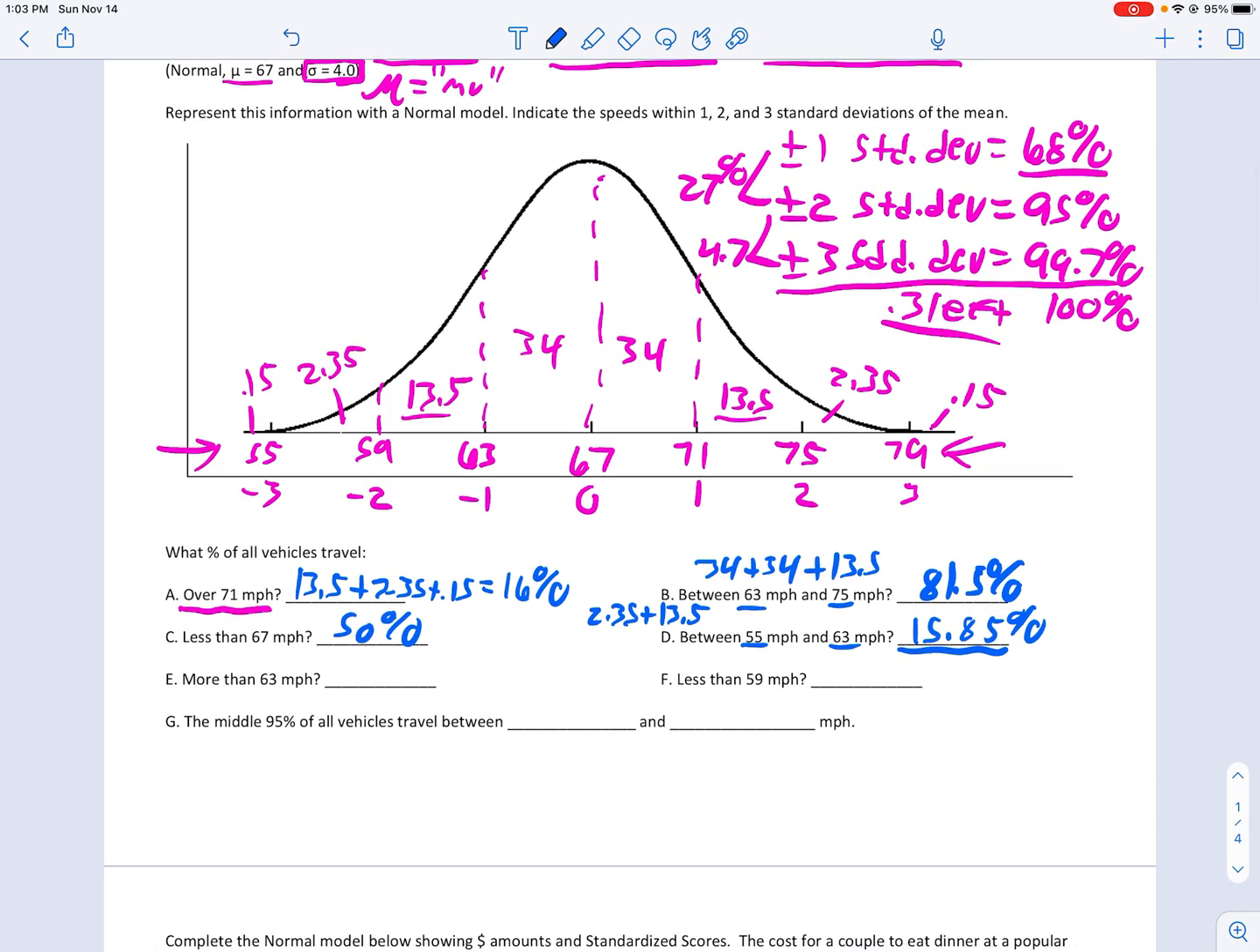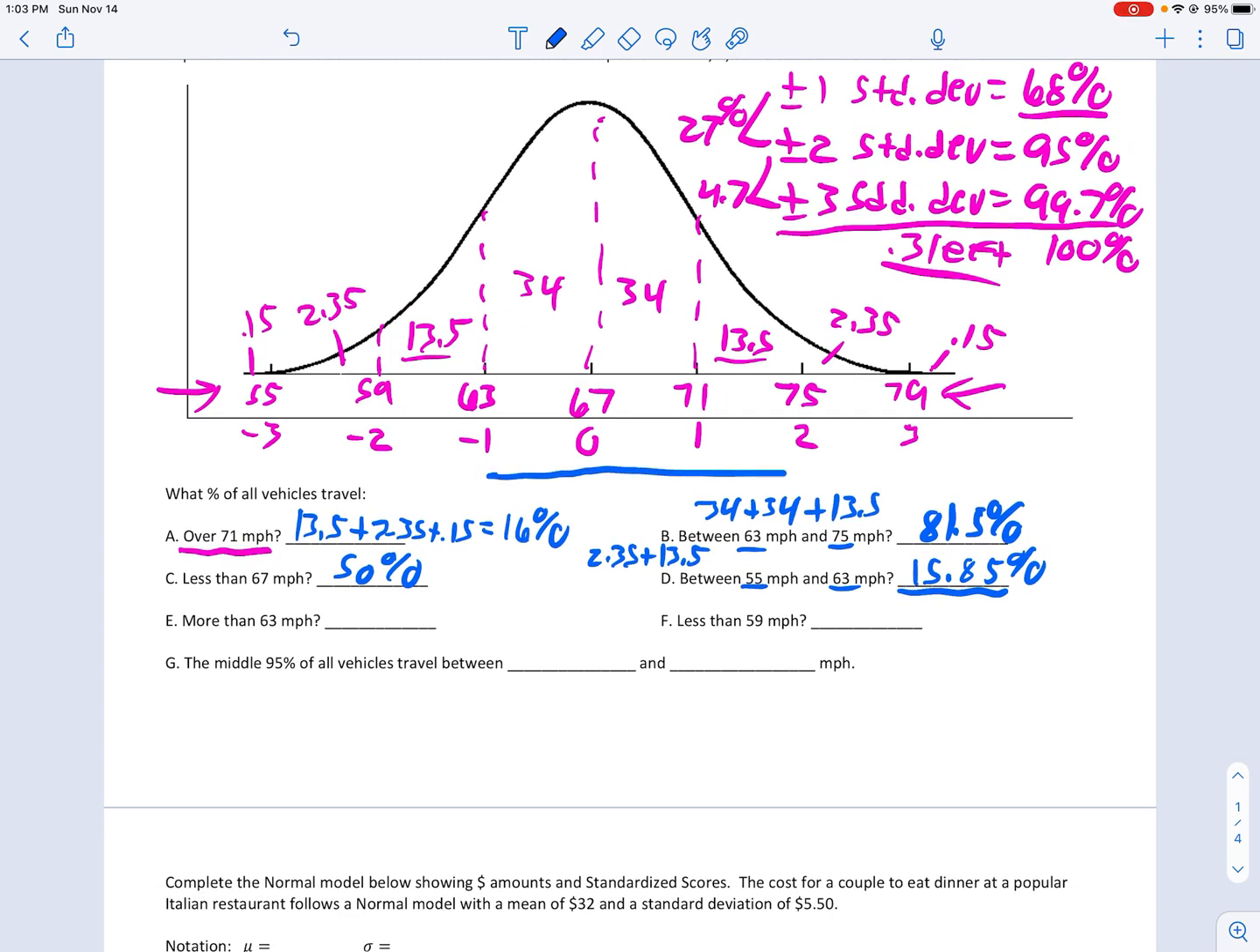More than 63, so 63 and more, so that would be everything to the right of 63. So I could add up, right, 1, 2, 3, 4, 5. Right, I could add up all 5 of those. That would work. Or you can think about, okay, well, from that blue dot on, well, this blue dot down is 50% plus 34, right? So I could just do it the easier way. It's probably just 34 plus 50. So it's 84%.